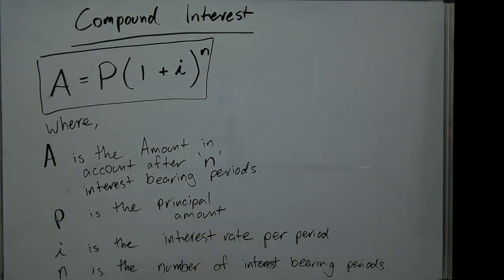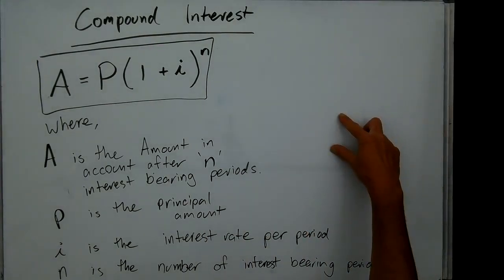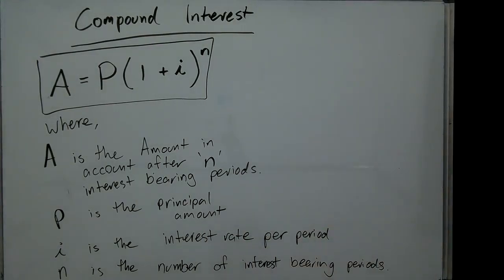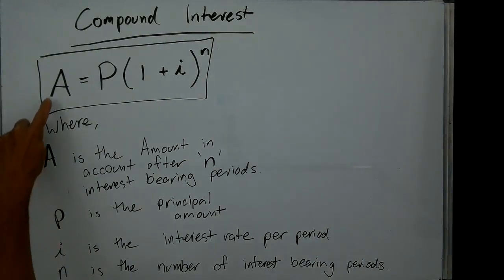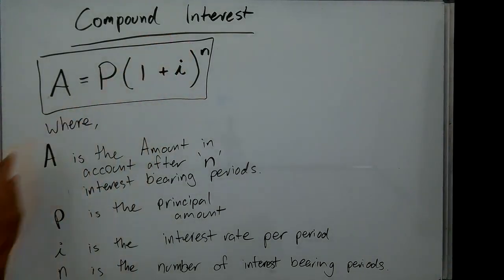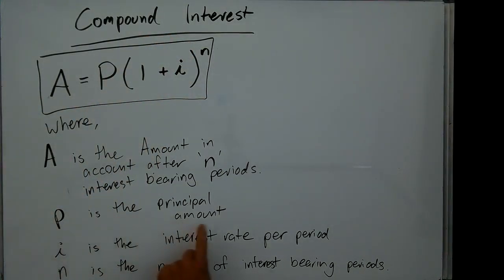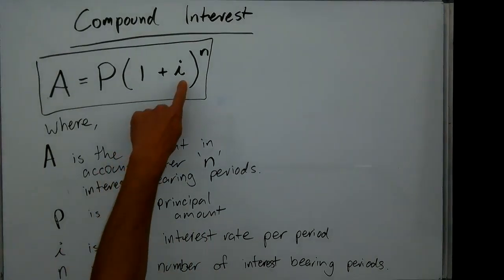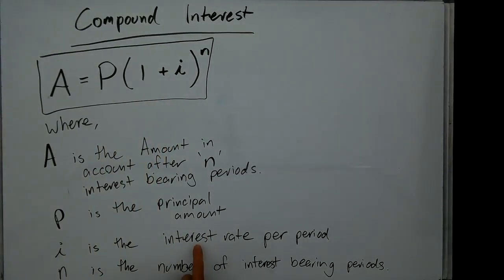Whereas with simple interest, the formula worked out just the interest, and we had to then add it on to the principal to work out the total. This is the total. It does it for us. It's packed into here. So P is just the principal amount that we start with again. I here is the interest rate per period.